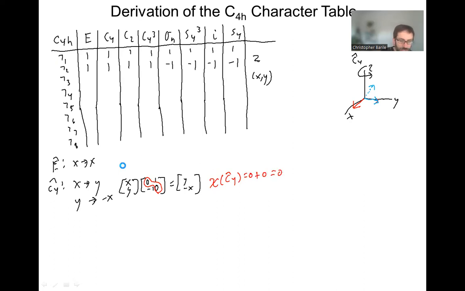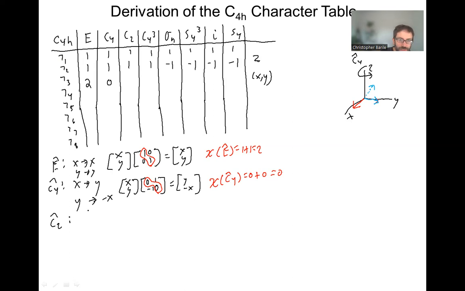Okay? Well, since we figured out with the C4 that x and y transform together, we also have to do that for identity. So x and y are described by the identity matrix. x and y go to x and y. We take the trace across this matrix, the character of it, and we get chi of identity equals 1 plus 1, which equals 2. So at this point, we have a 2 here. We have a 0 for C4, and we keep going on.